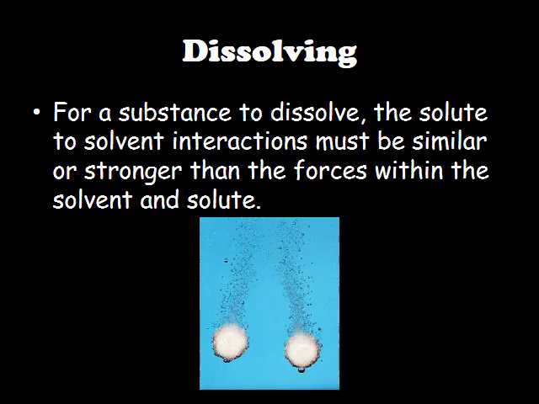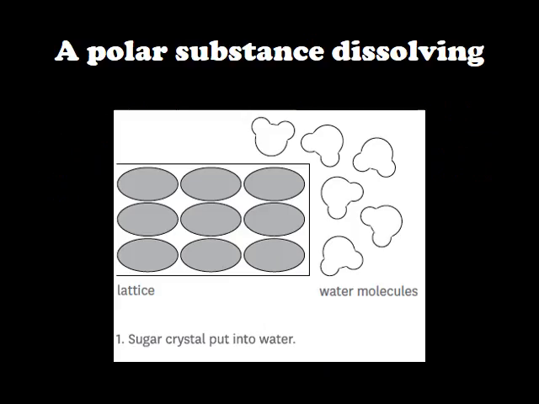So in terms of dissolving, for a substance to dissolve, the solute to solvent interactions must be similar or stronger than the forces within the solvent and the solute. So using the example of water, it means that the interactions between the water molecules and the substance being dissolved have to be stronger than the interactions between the atoms in the substance being dissolved.